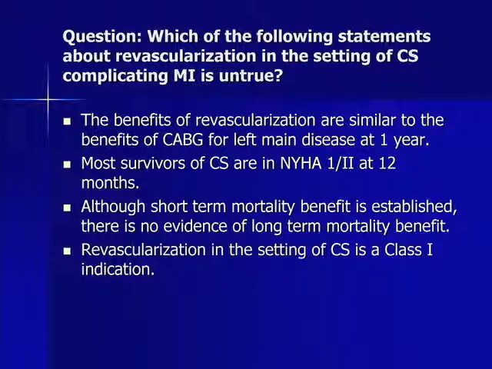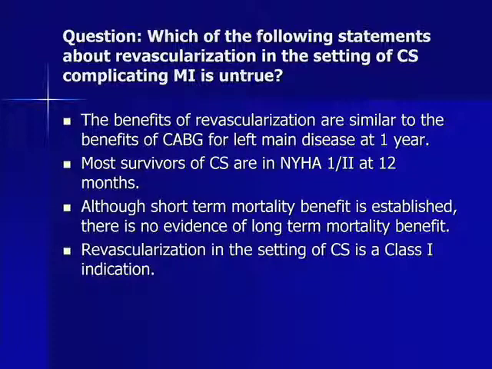Folks who have cardiogenic shock and survive have NYHA class 1-2 at 12 months, which means they're perfectly normal folks and have nice quality of life at the end of a year if they were to survive it. Although there is short-term mortality benefit from revascularization, there is no evidence of long-term benefit by revascularizing these patients. And revascularization in the setting of cardiogenic shock is a class 1 indication.